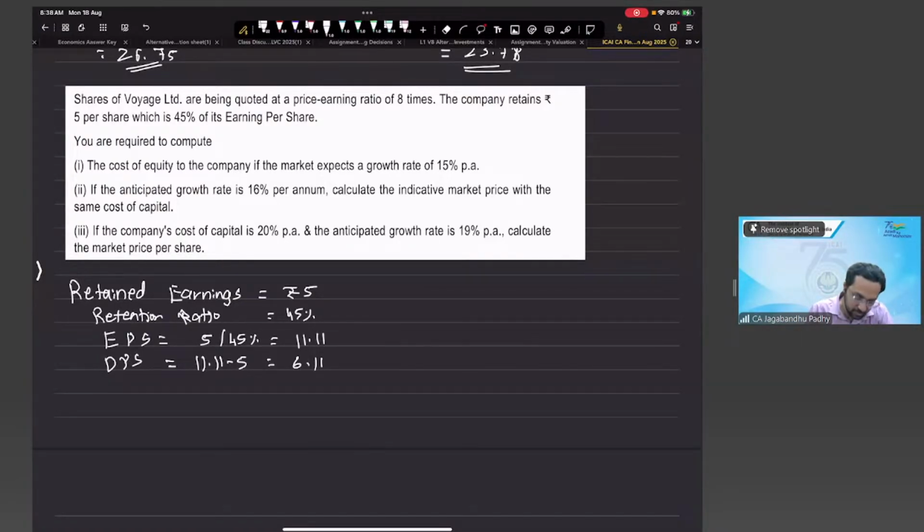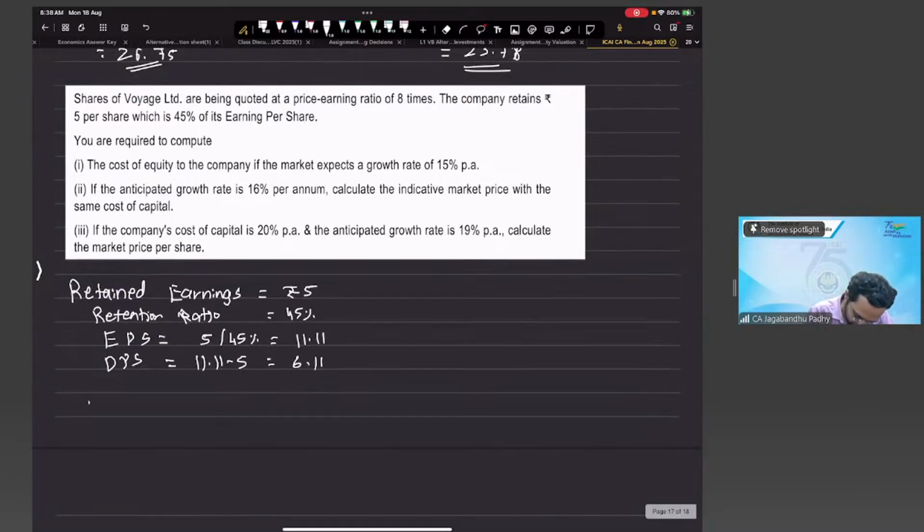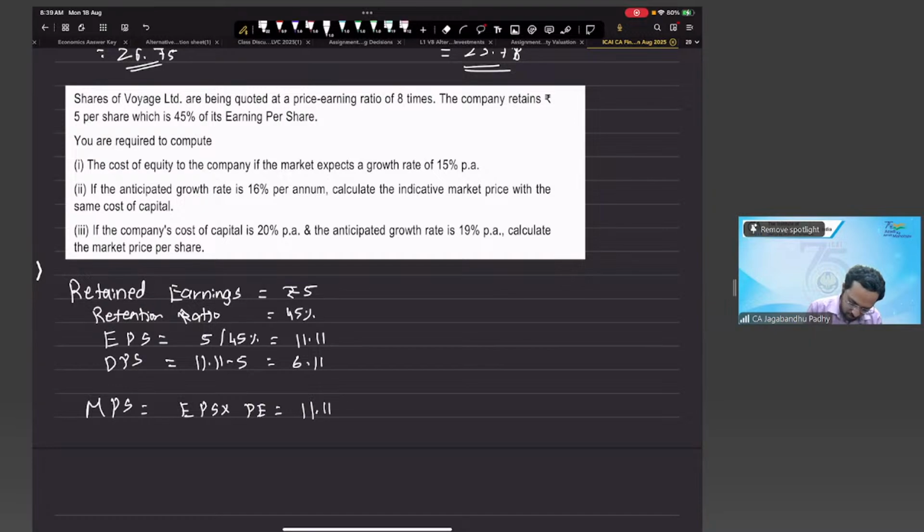Now the market price per share, or P0, since the P/E ratio is 8 times, it is going to be EPS into P/E ratio. So EPS is 11.11 into the P/E ratio given to be 8. So answer will be 88.89. That's the market price per share, 88.89.